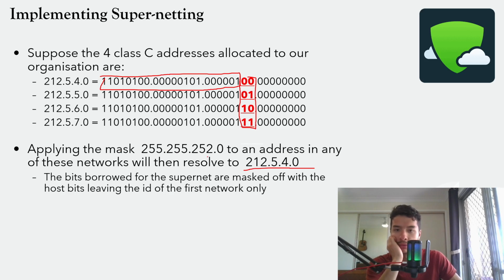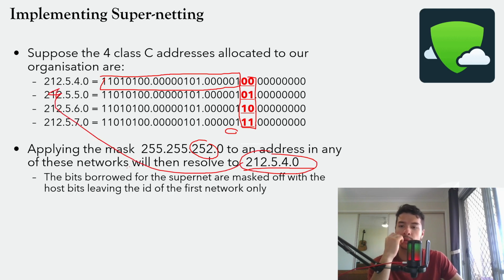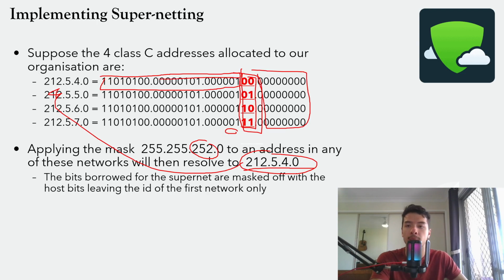Applying the mask of 252, which is right here, to this section here, any of these networks resolve to this right here, which is going to be the first one up there I've established. The bits borrowed for the Supernet are masked off with the host bits leaving the ID of the network only. Okay? So, yeah, that makes sense. So this bit is going to be reserved for the subnet section, or the Supernet section. And you've aggregated them using just this bit portion here, which is the section that they're all the same on each network. Does that make sense?